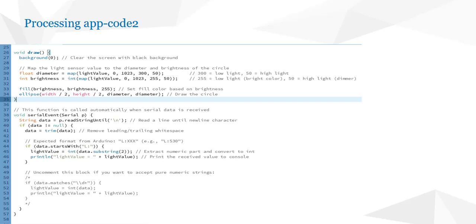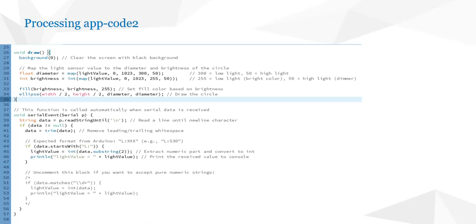This method has one parameter, p. This will be the port object. The type of that object will be the Serial class. Next we read data from that object, calling the method readStringUntil, to read until the new line character.